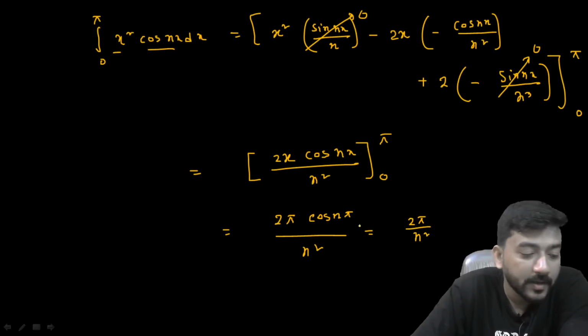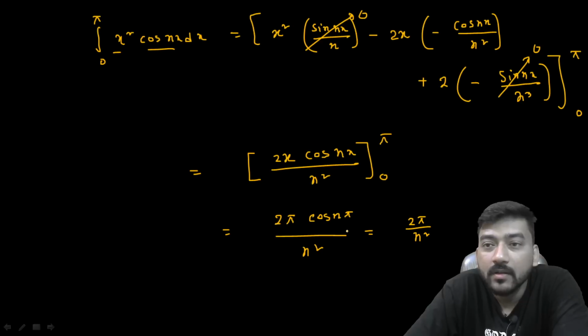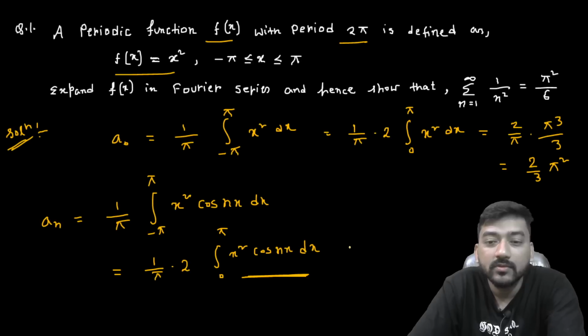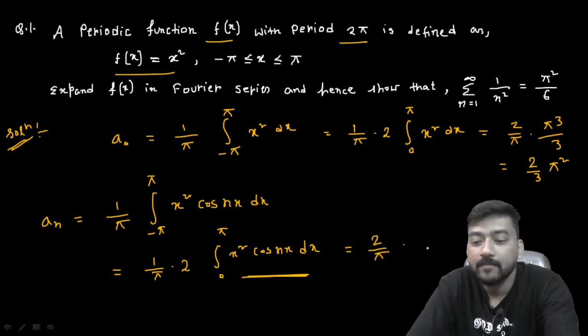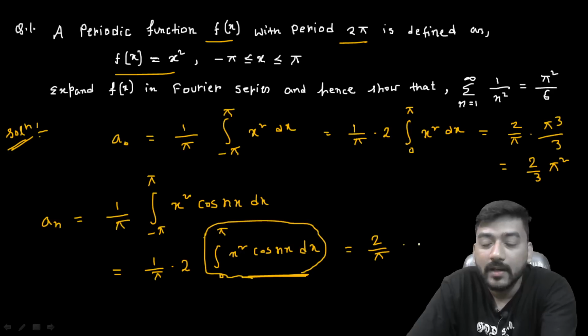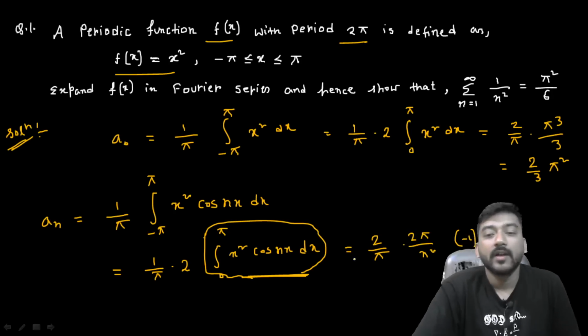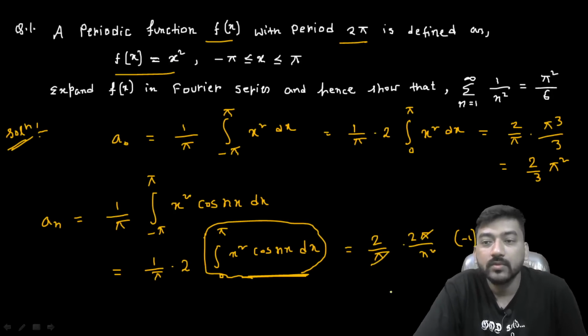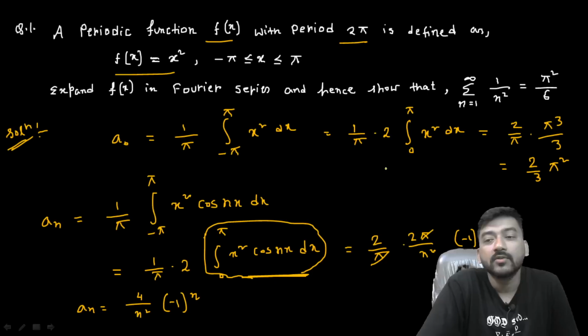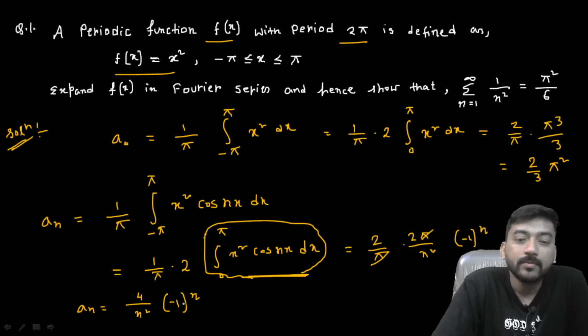What will be the value of cos n pi? Cos n pi will be just minus 1 whole to the power n. So this is the only integration value, and we have the factor 2 by pi also. So this is 2 by pi into 2 pi by n square into minus 1 whole to the power n. Then pi will be cancelled out. So an will be 4 upon n square into minus 1 whole to the power n. So a0 will be 2 by 3 pi square, and an will be 4 by n square into minus 1 whole to the power n.